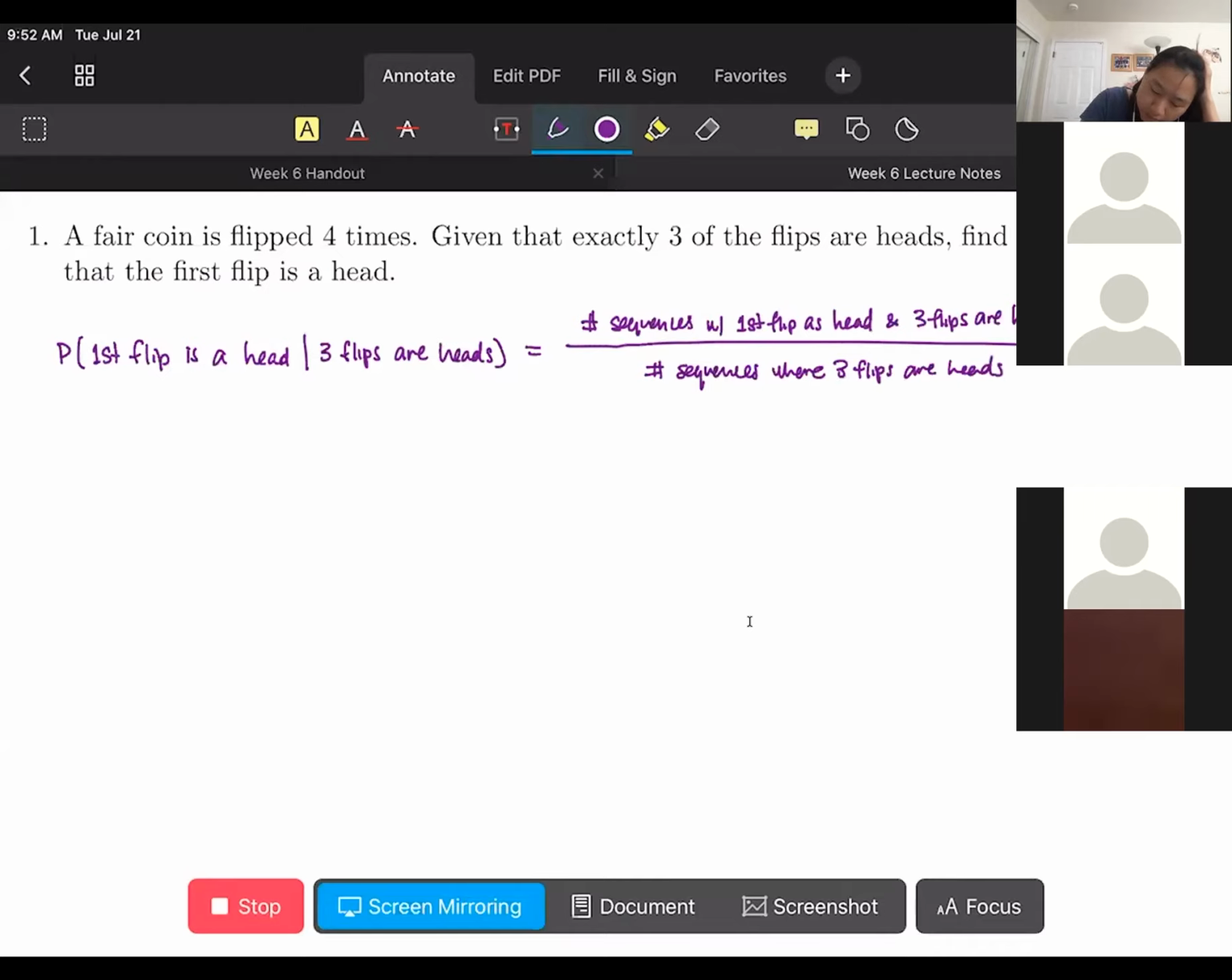So if we write out the sequences where 3 flips are heads, that's just tails, heads, heads, heads; heads, tails, heads, heads; heads, heads, tails, heads; heads, heads, heads, tails. Out of these sequences, we see that 3 of them start with heads. So this is going to be 3 over 4.